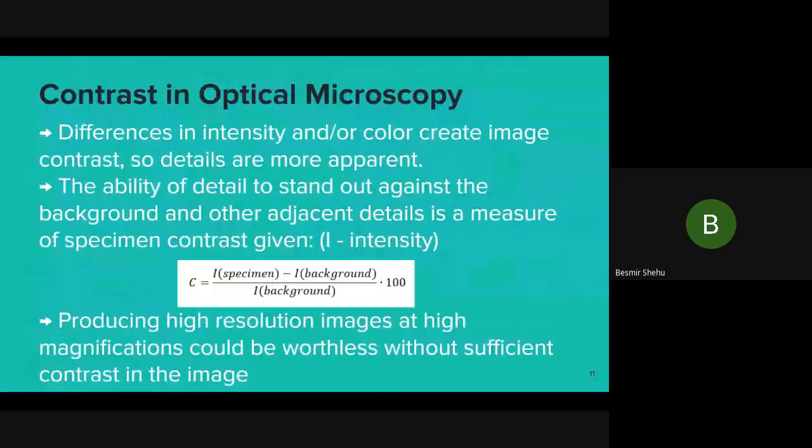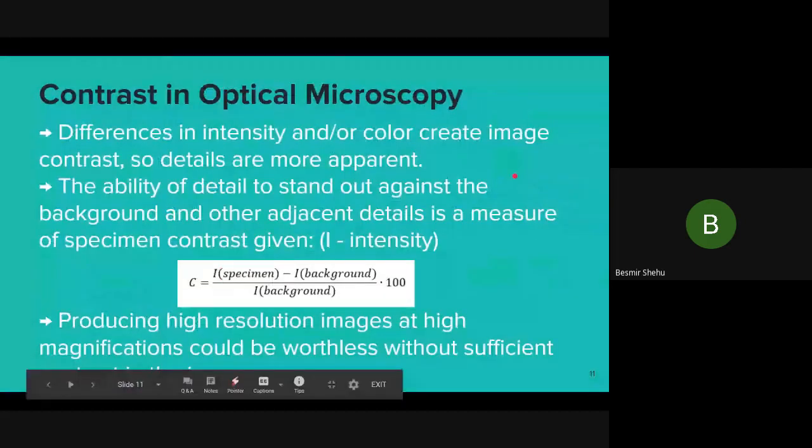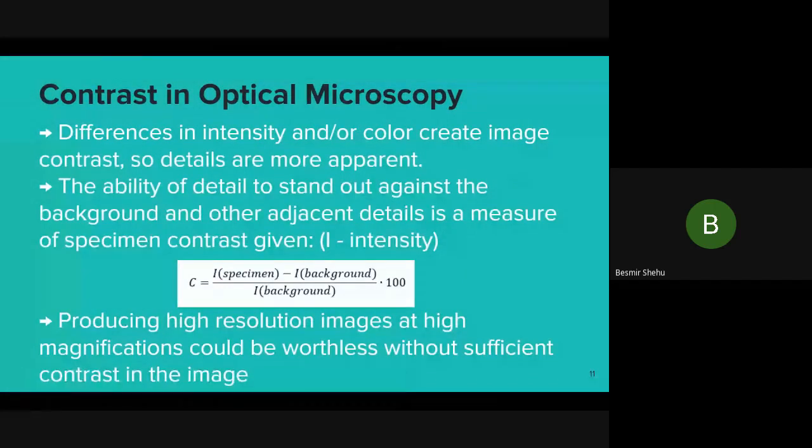Now, as I said before, when obtaining images only by bright field, the images are not clear, and there are some issues when we are looking at thin specimens, because they don't absorb as much light as bright field microscopy needs in order for the specimen to be visible enough for the objective lens. So differences in intensity and or color create image contrast, so details are more apparent.